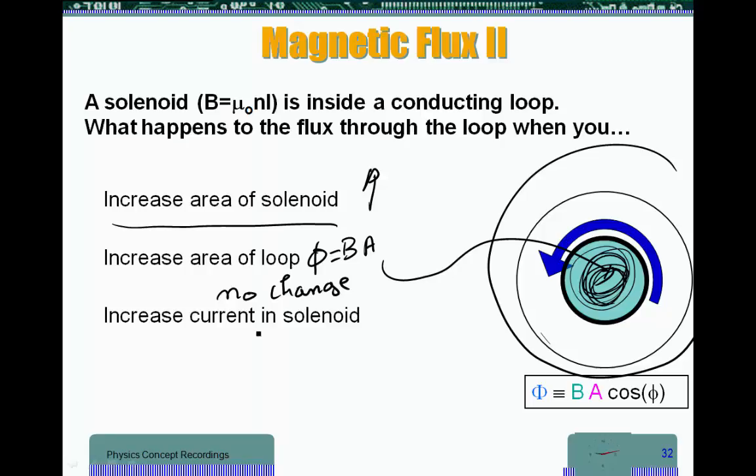What about if we increase the current in the solenoid? If we increase the current in the solenoid, we increase that B. If we increase B, then we increase the flux through the loop.